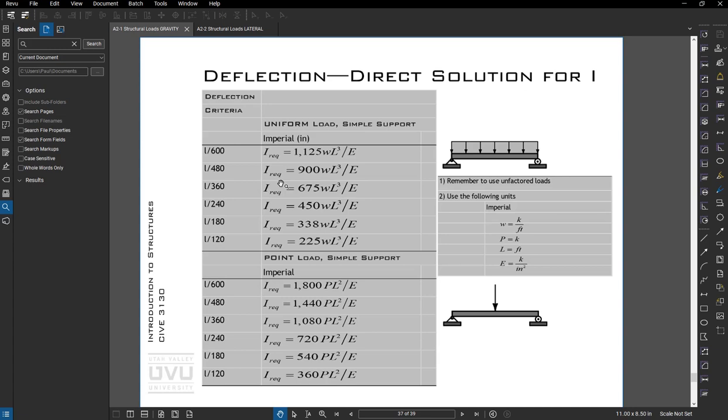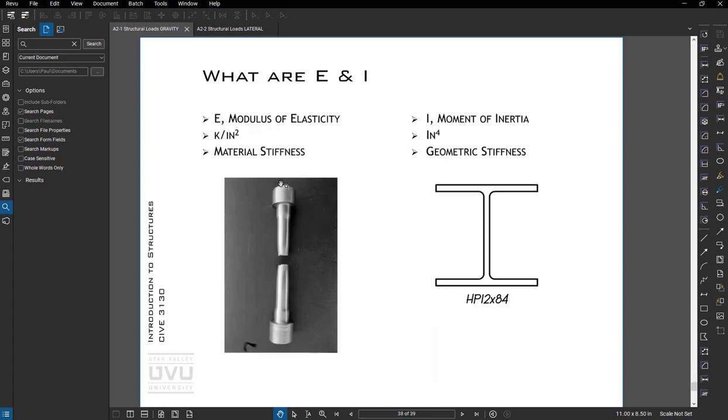Okay, so let's just talk about what E and I are in these equations. I is a geometric stiffness. It's moment of inertia. It's units of inch to the fourth. And it basically says how far away from the centroid of the shape is the material. Further away it is, the stiffer it is, the higher the moment of inertia is. E is modulus of elasticity. It's the material stiffness, usually in kips per inch squared or pounds per inch squared units. And it's a measure of the material stiffness.